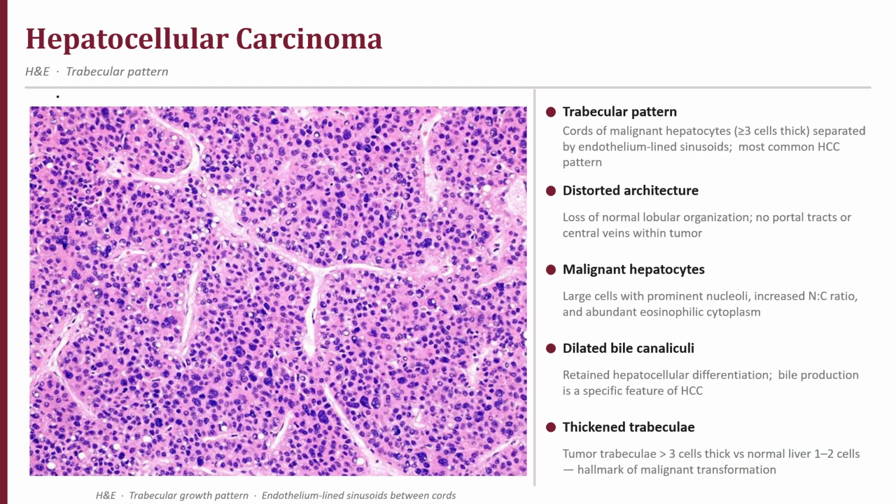In hepatocellular carcinoma, the morphology will show distorted architecture. So we cannot now identify the single cell lining of the trabeculae. Instead, you can see that these are large trabeculae with many layers of hepatocytes. Moreover, we can notice the large atypical pleomorphic cells present all through this section.